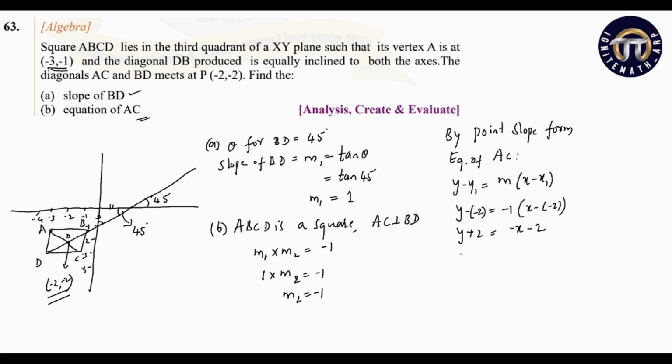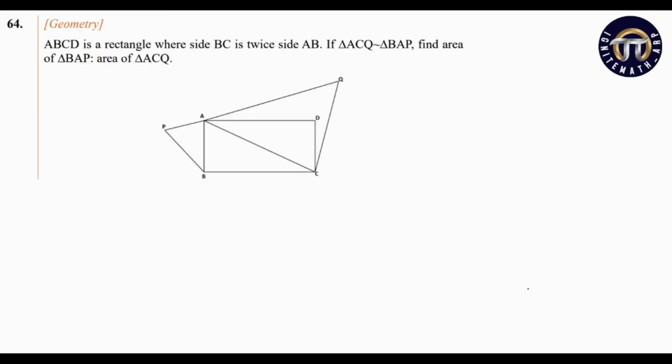So when I take this x to this side, x plus y plus 2 plus 2 equal to 0. So x plus y plus 4 is equal to 0. This becomes the equation of AC. This is my final answer. Children, do not forget to write each and every step clearly, since it is a subjective type question. Distribution of marks will happen according to the steps whatever you have written. Now let's move to the next question.